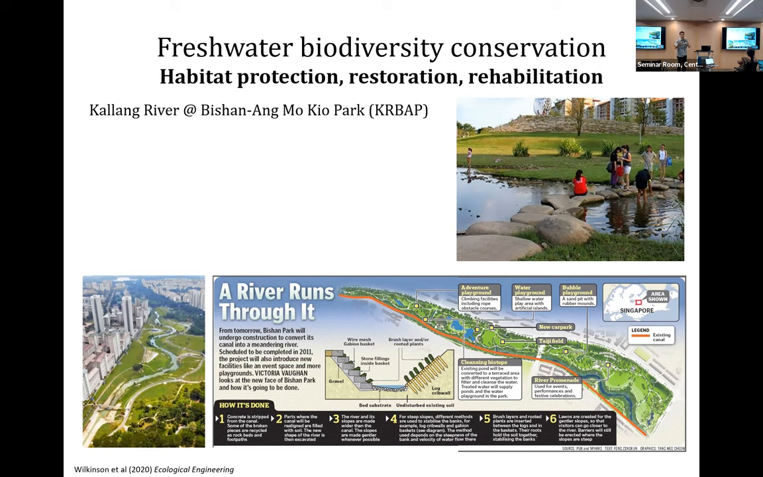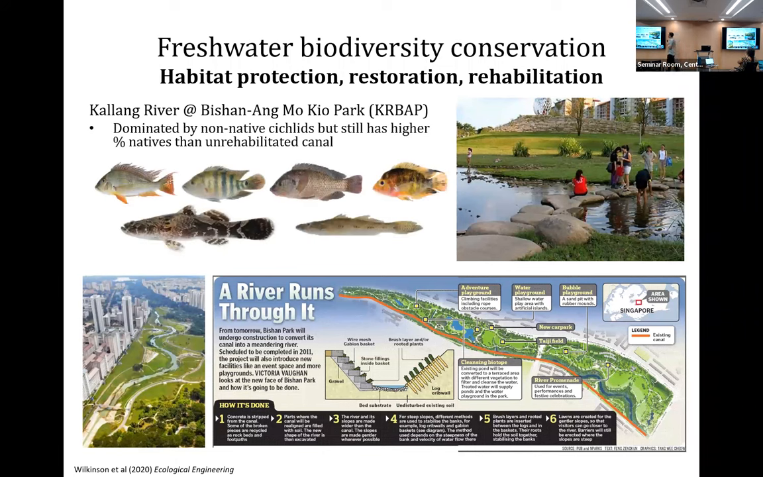So we have this desirable outcome. We like the place, but maybe not with the original fauna, because you have non-native species there, right? But still okay, better than nothing. People still appreciate it. But what we found is that it's still dominated by non-native cichlids. We did a study there. But the good thing is that it's still higher in terms of its native species compared to a bit further downstream where it's just a concrete canal. So not too bad.